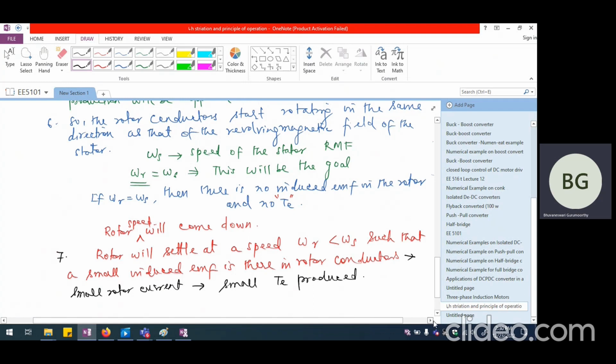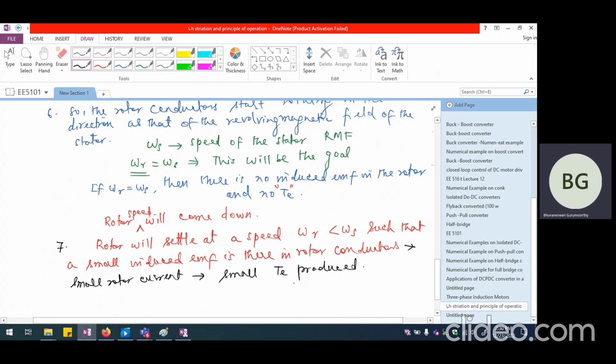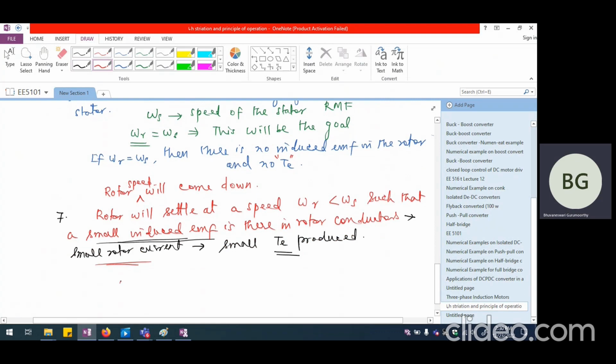So we are going to see that if we load the machine more, then you will require more amount of torque. If you require more amount of torque, you will require more amount of induced EMF. You'll require more amount of rotor current. So the speed will come down further and further. So omega s minus omega r, this is generally known as slip speed. That is how much the rotor is slipping behind the stator revolving magnetic field. So this slip speed is going to be proportional to the torque produced or torque demanded by the load.